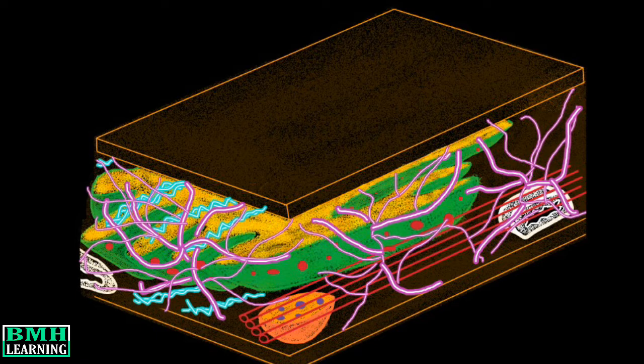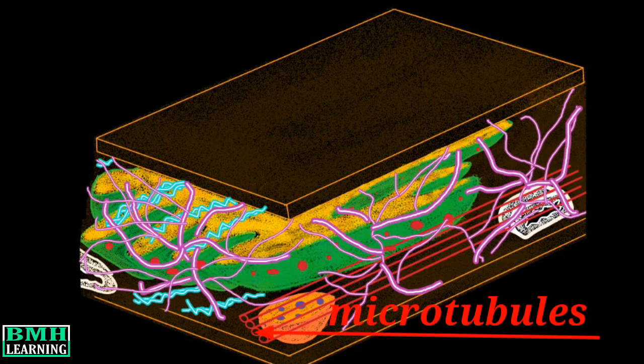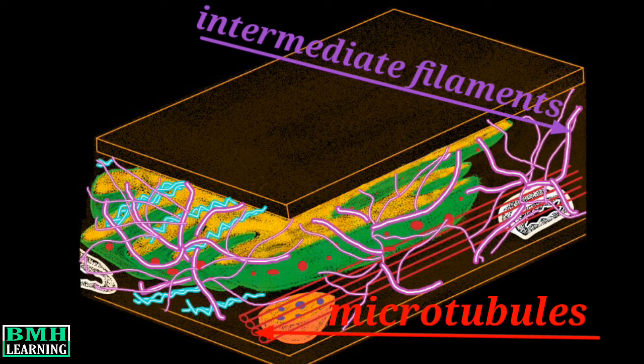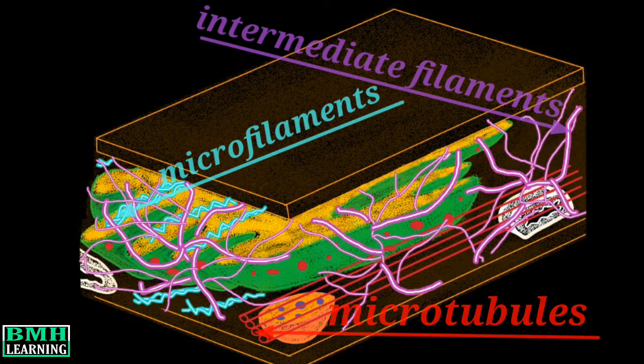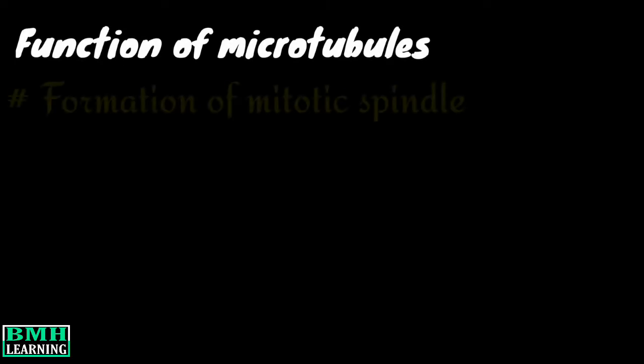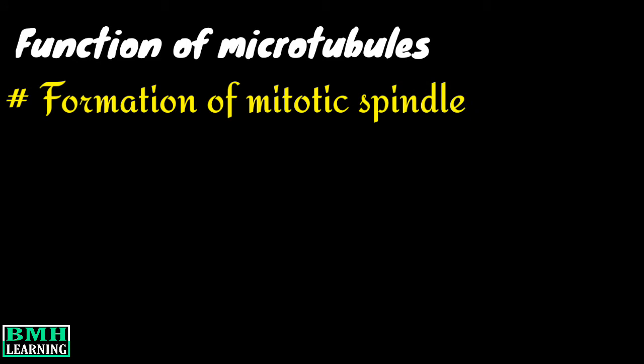So, the cytoskeleton is formed of three filaments. Number one, microtubules. The second, we have intermediate filaments. And the third one is microfilaments. First, let's talk about the function of microtubules. The most important function is during cell division. They help in the formation of fibers or asters of the mitotic spindle.